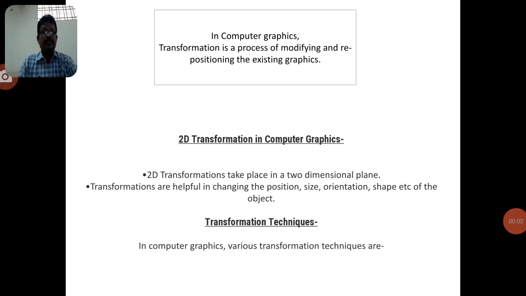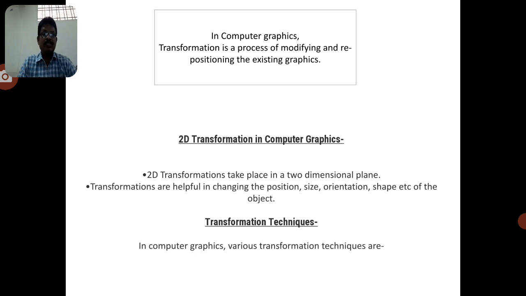Hi students, today I am going to explain the concept of 2D transformation in computer graphics. Up to the previous session, I discussed how to create the line, the ellipse, and the circle using algorithms like the DDA algorithm, Bresenham's line drawing, Bresenham's circle algorithm and the ellipse algorithm. These algorithms are only to create a line, circle, ellipse or polygon lines. Now we are going to discuss 2D transformation.